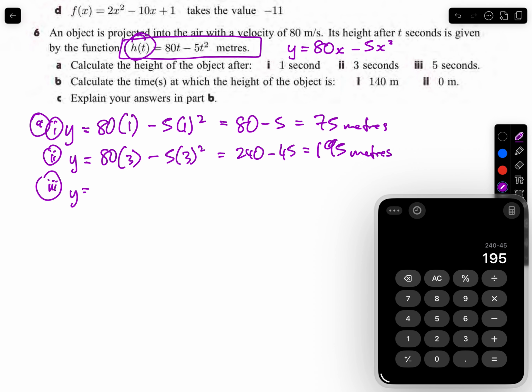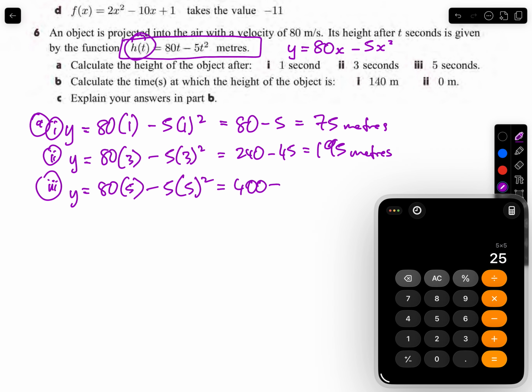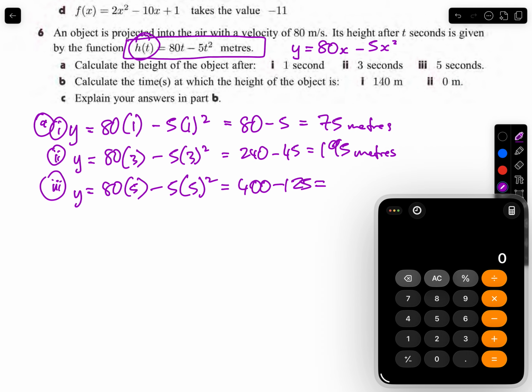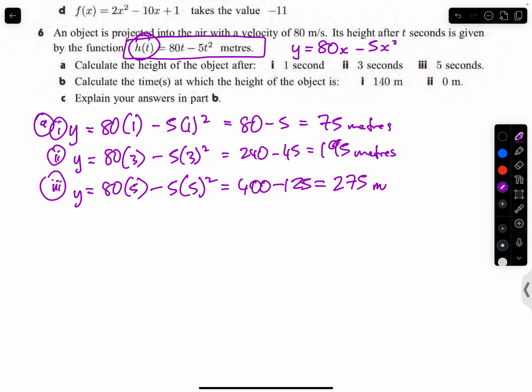A3, 5 seconds. y is equal to 80 lots of 5 this time, take away 5 lots of 5 squared. 80 times 5, 400. Take away 5 squared is 25 times by 5. Take 125. 400, take 125, 275 meters.